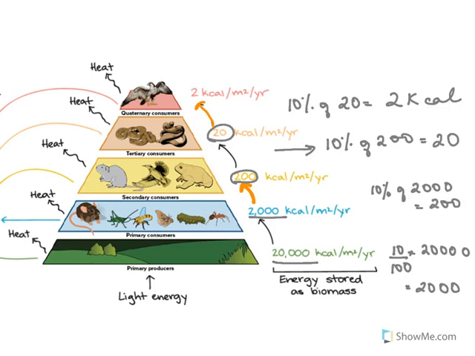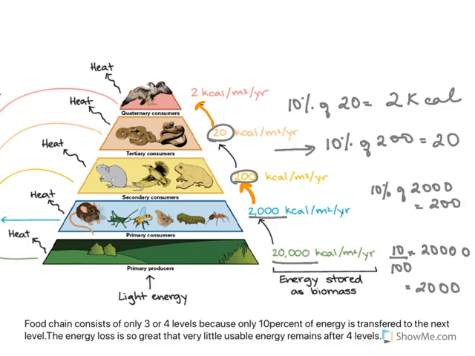And the food chain cannot support more than 3 to 4 trophic levels, because at the higher level there is very little energy available to support a large population. So every food chain will have only 3 to 4 levels, and very rarely maybe 5 levels. The food chain consists of only 3 or 4 levels, because only 10% of energy is transferred to the next level. The energy loss is so great that very little usable energy remains after 4 levels.